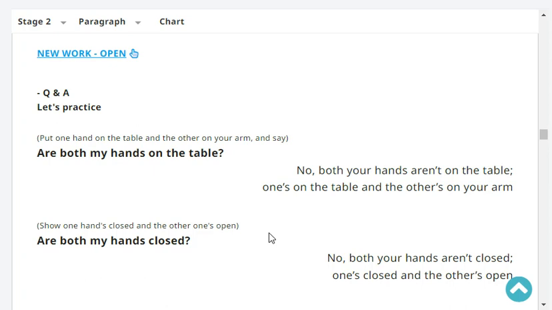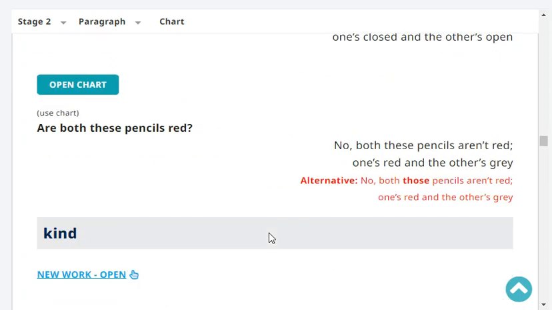Are both my hands closed? No, both your hands aren't closed. One's closed and the other's open. Very good.